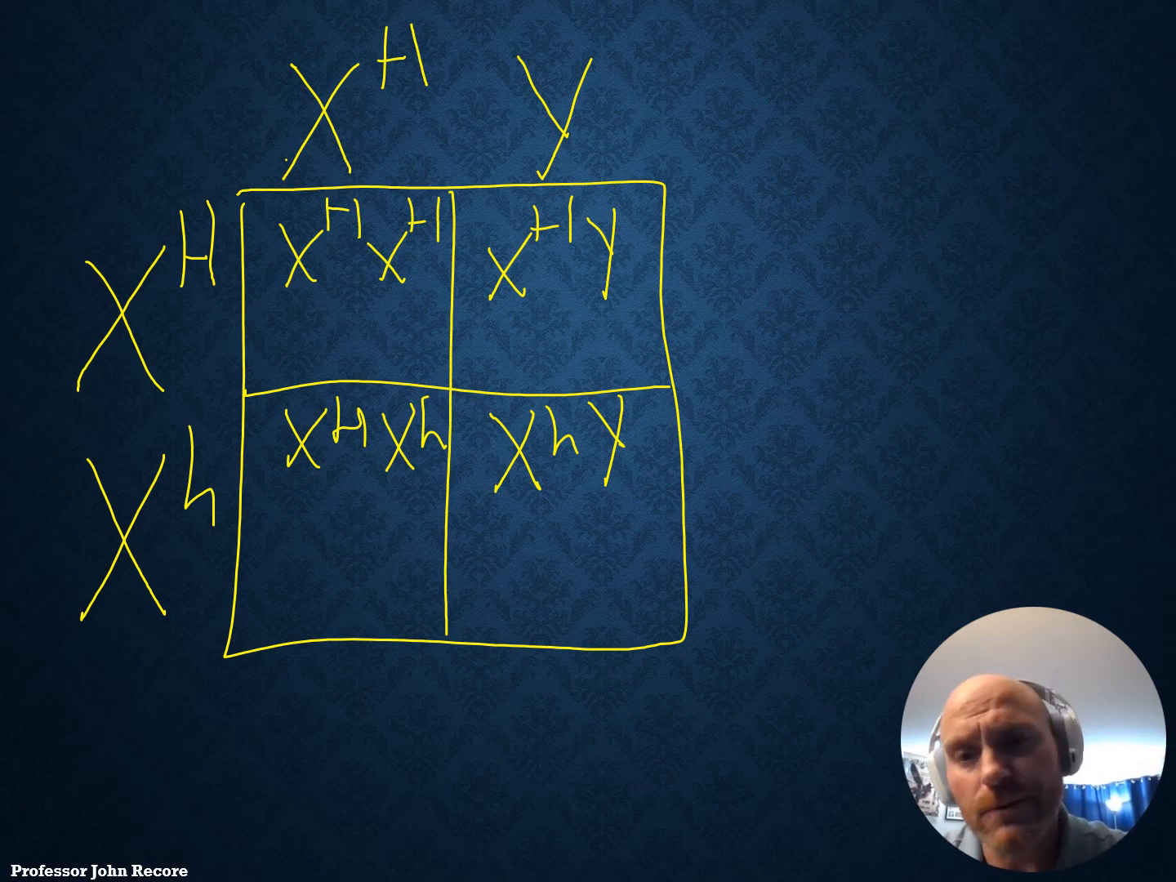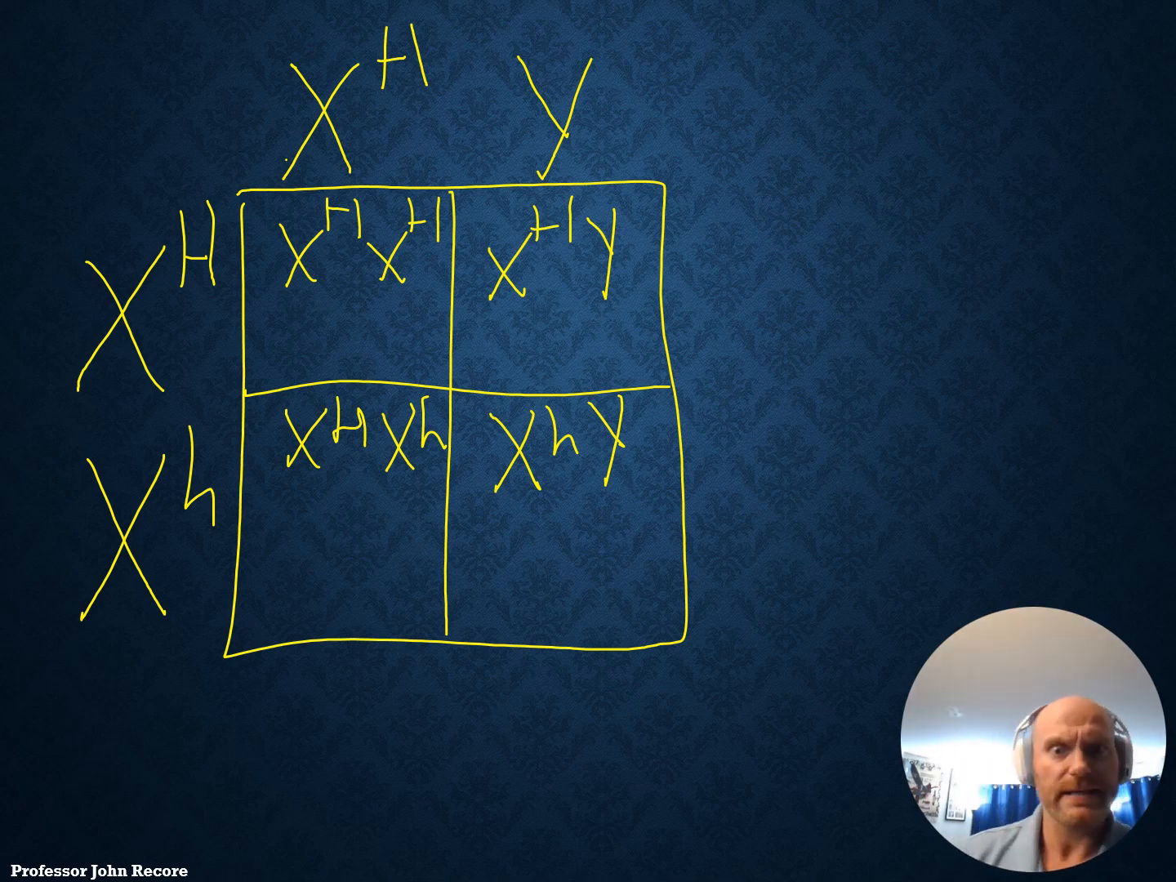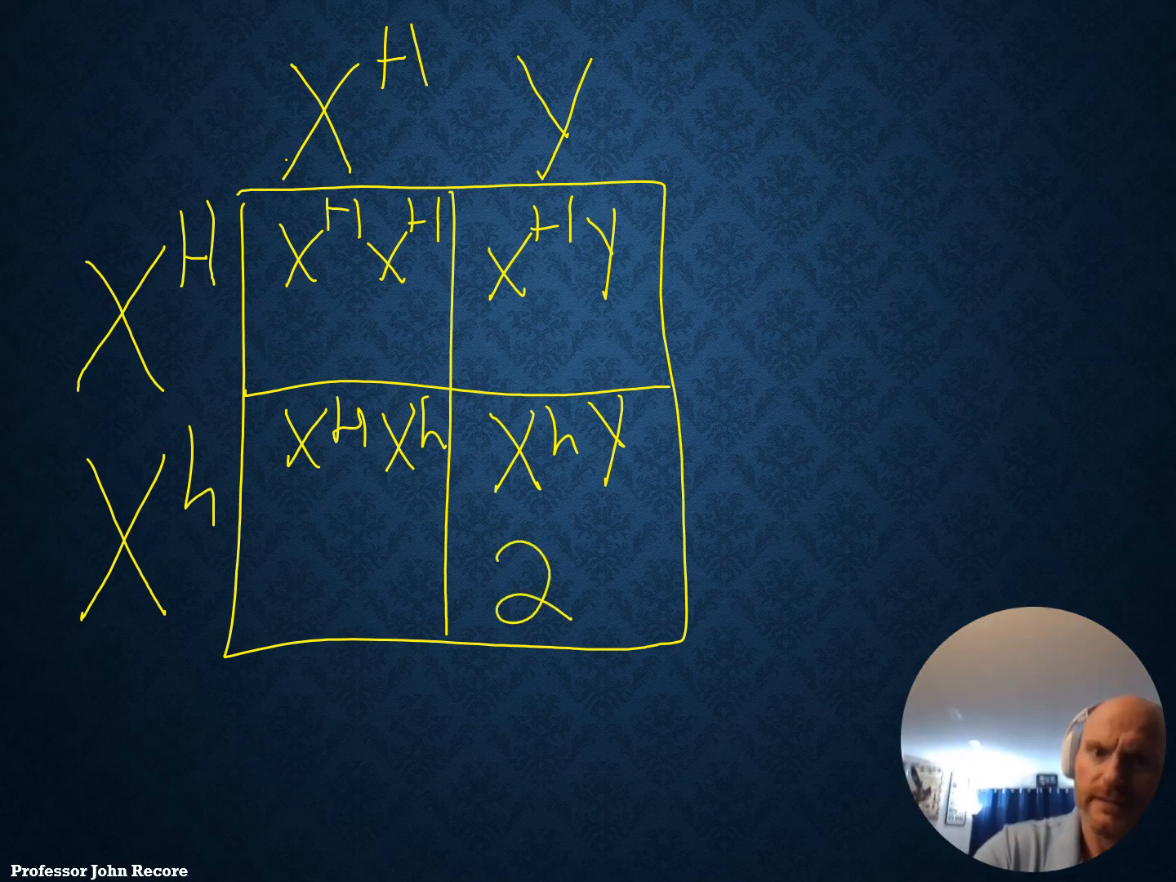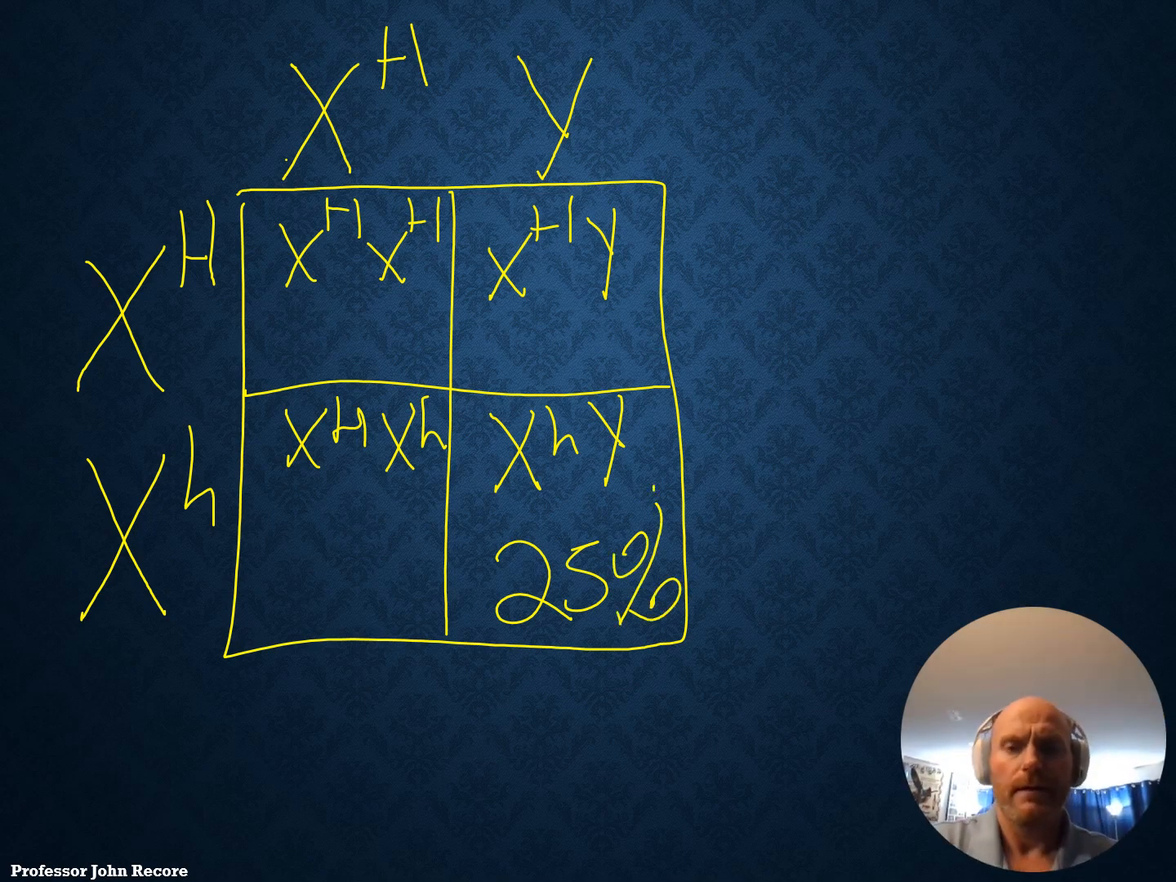But Professor Recore, you say, in that 2x2 Punnett square, the only one indicating to me hemophilia is the one in the lower right, representing it to be a 25% chance. And you would be right if we didn't know the sex of the child already, and we were just talking about percent likelihood of any child having that condition.